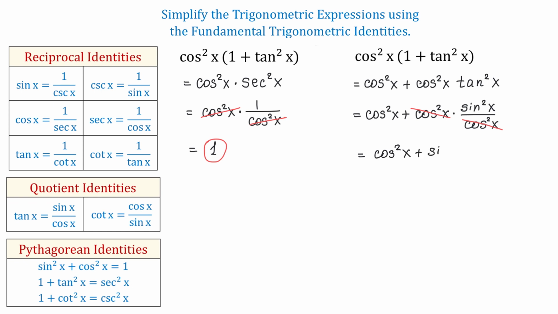plus sine squared of x. Then next we will use the first Pythagorean identity, and the result will be 1. So cosine squared of x plus sine squared of x equals 1.